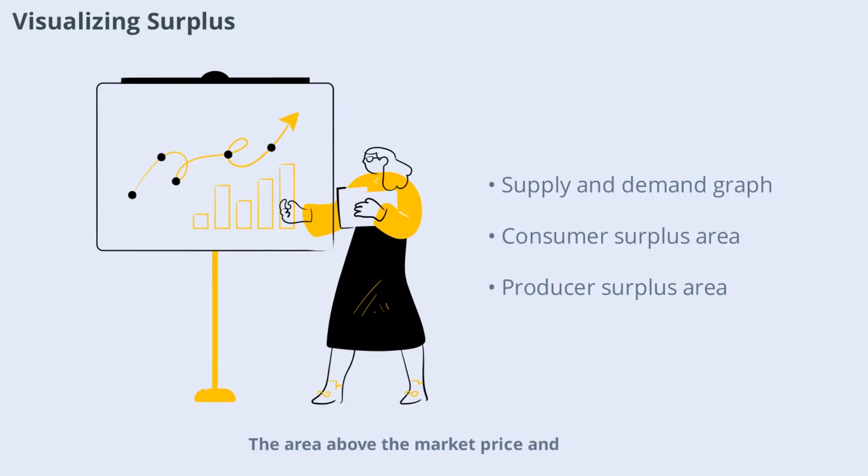To better understand consumer and producer surplus, let's look at a simple supply and demand graph. The area above the market price and below the demand curve shows consumer surplus, while the area below the market price and above the supply curve shows producer surplus. These shaded regions help us see at a glance how much benefit each side gets from market transactions. Visual tools like this make economic concepts much clearer.